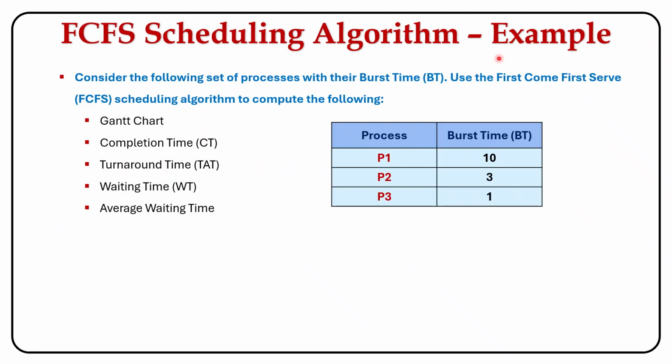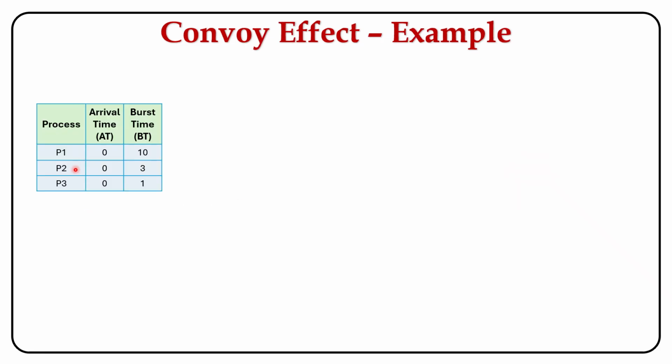Now let's have an example by considering the following set of processes with their burst times, and we are using first come first serve scheduling algorithm to compute the following: Gantt chart, completion time, turnaround time, waiting time, and average waiting time. Let's solve this example using the longest process first in the scheduling algorithm.